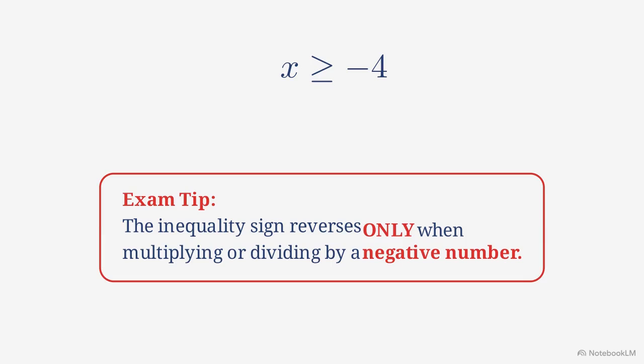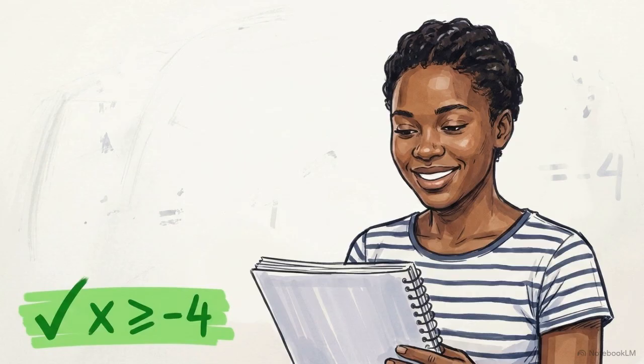Here is an important exam tip. The inequality sign only reverses its direction if you multiply or divide by a negative number. Since we divided by a +2, our sign stays exactly where it is. We have successfully found our first boundary. Now try the second checkpoint on your own. Pause the video here and use that same balanced scale method to solve for x.